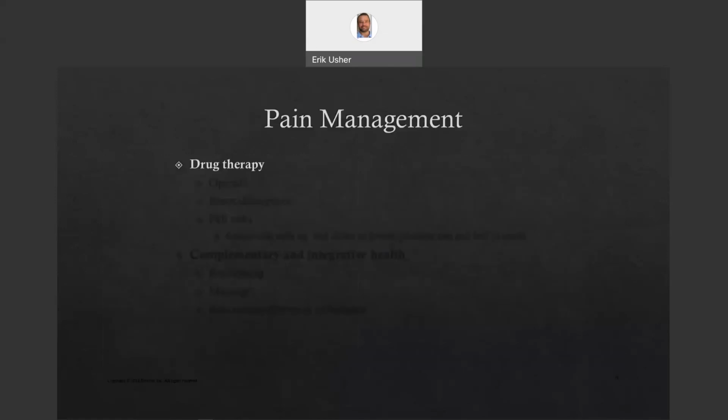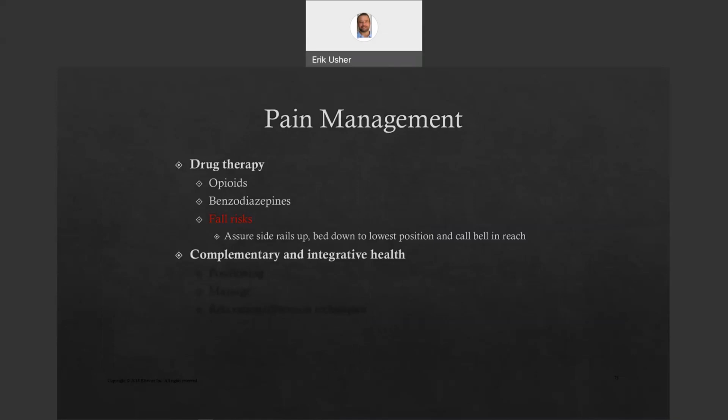As far as pain management, we have pharmacology: opioids, benzos. Remember, when you give those, there is always a risk for falls. So make sure the side rails are up. That's the first and foremost. You give somebody any of these medications, put the side rails up, put the bed in its lowest position, the call bell within reach.